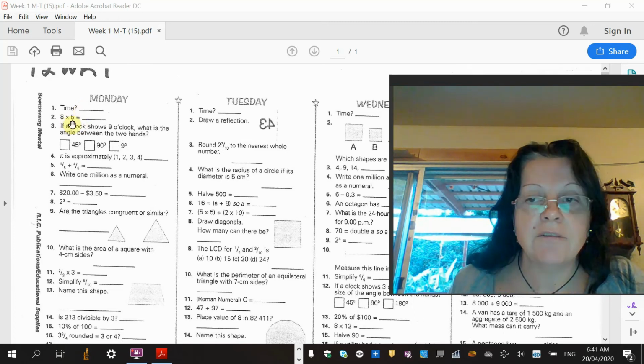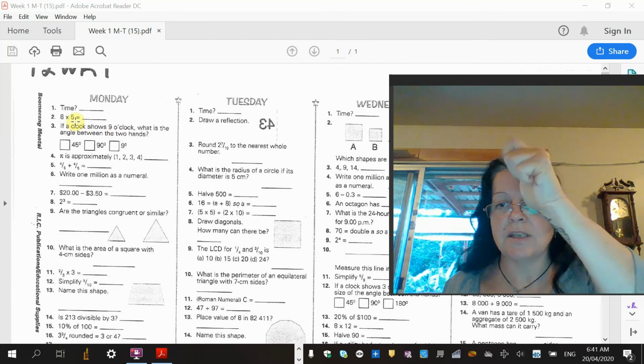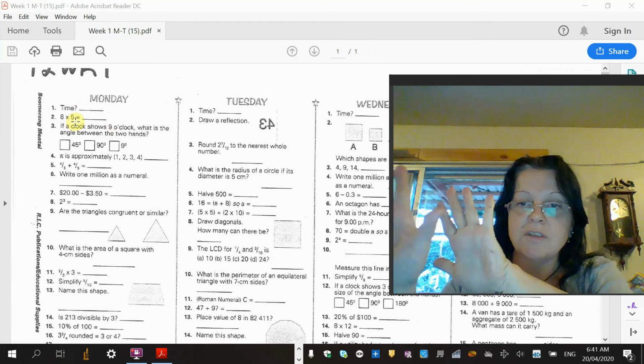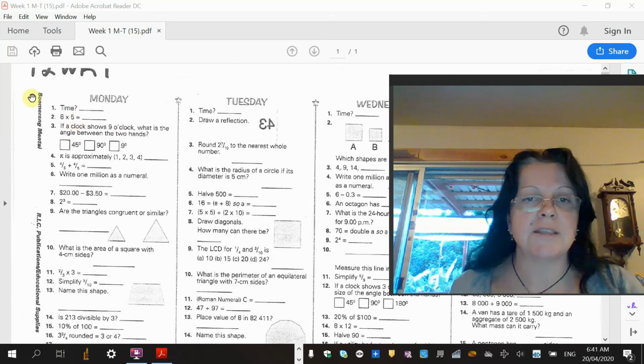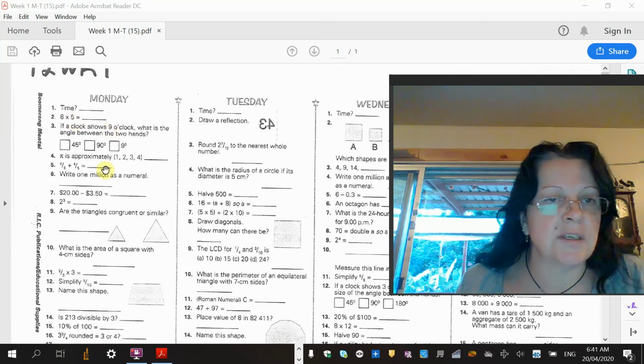Then 8 times 5, you can count that on your fingers. There's 8 of those, so you just count in 5s. So 5, 10, 15, 20, 25, and write it down. I'm not going to tell you the answer, that one's too easy.